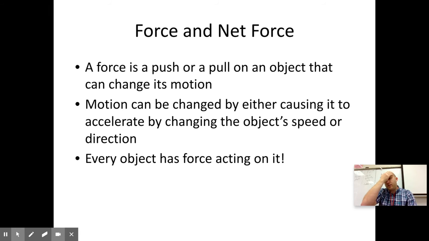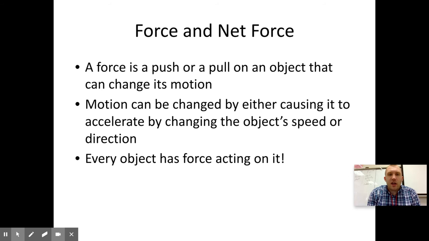Forces versus net force. So what causes acceleration, we talked about this in class a little bit, is forces. We think of like the force of gravity, why things accelerate as they fall towards Earth, why things accelerate as you hold down the gas pedal, stuff like that. It's all because a force is being applied. So what is a force? Force is a push or a pull on an object that ultimately can change its motion if it overcomes friction.